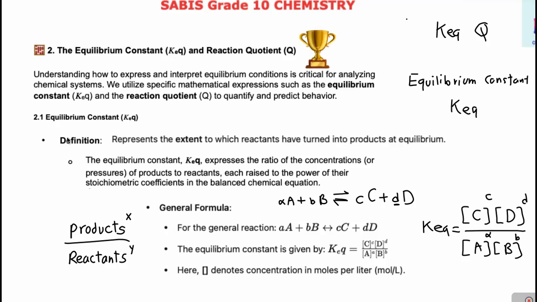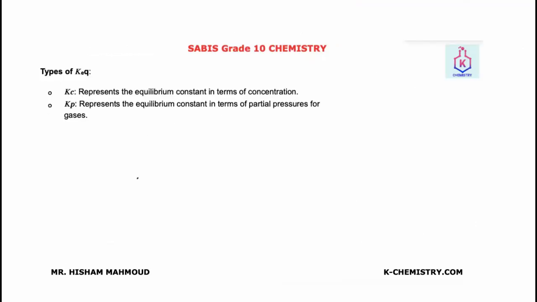This tells you exactly the extent to which reactants have turned into products at equilibrium. When I started with the reactants, did all the reactants change into products, or are the products still very small and it's mainly reactants in the reaction, or is there an equilibrium between them? This is what the equilibrium constant tells you: the extent to which the reactants have turned into products.